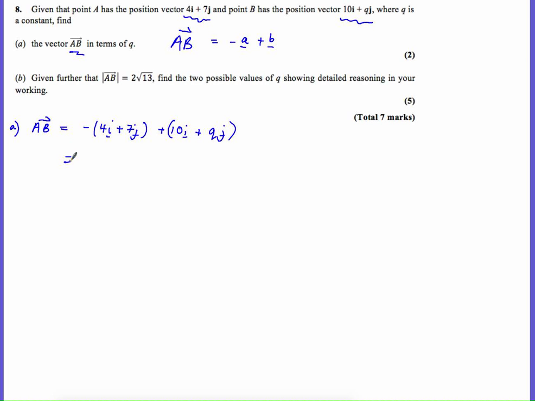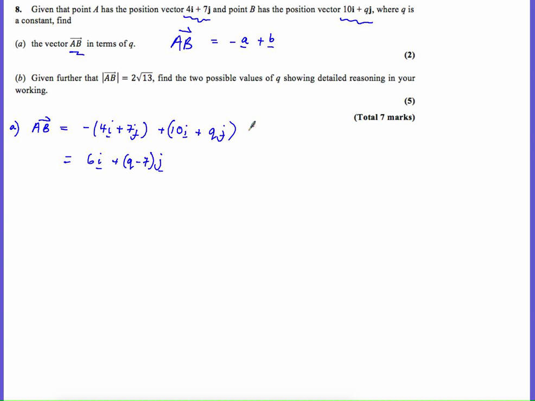That's probably not quite good enough. You just need to collect it together. Minus 4i plus 10i is 6i. Minus 7j plus qj. Put the positive bit first: q minus 7j. That's that bit done.